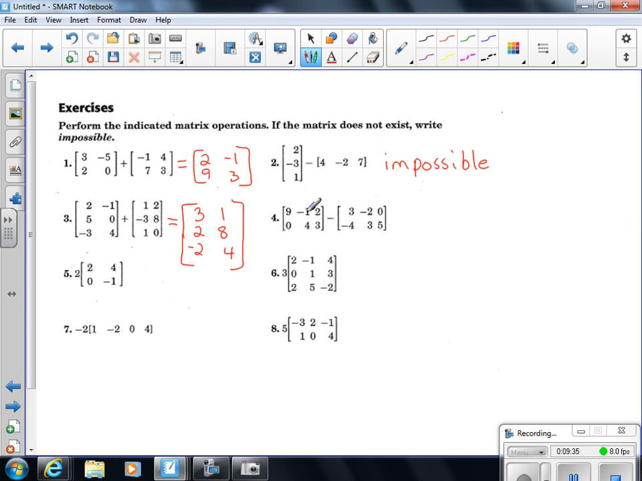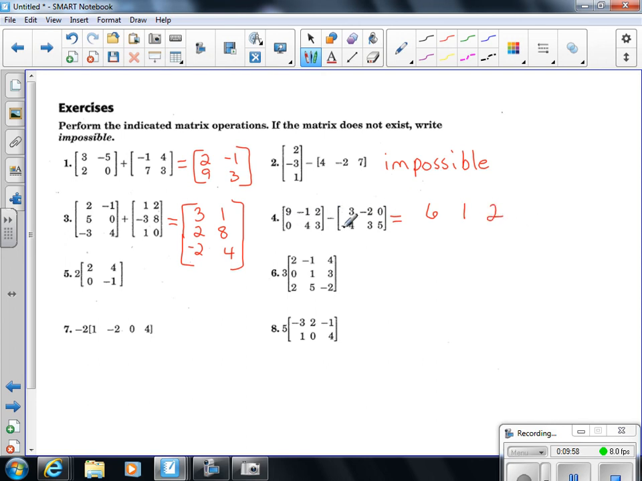Okay, can I combine those two? Now, what operation am I doing? Now, here's where it gets a little tricky. Because I have to think 9 minus 3, which is negative 1 minus negative 2 is a positive 1 because you do mark, mark. 2 minus 0 is 2.